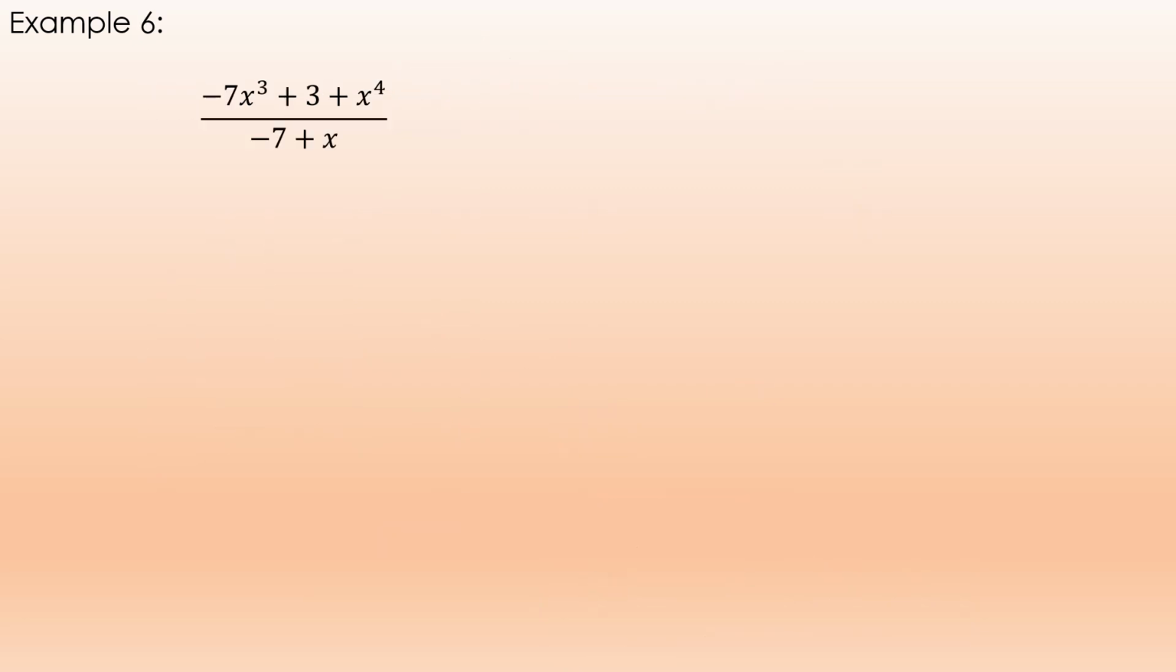Number 4: negative 7x cubed plus 3 plus x to the 4th, divided by negative 7 plus x. All right, that is all over the place, so I'm going to rewrite it. x to the 4th minus 7x cubed. I don't have any x squared terms, and I don't have any x terms in the numerator, so I'm putting in placeholders of 0 for those, and then I'm dividing that by the divisor of positive x minus 7. There we go. Okay, I just needed to see it a little bit better.